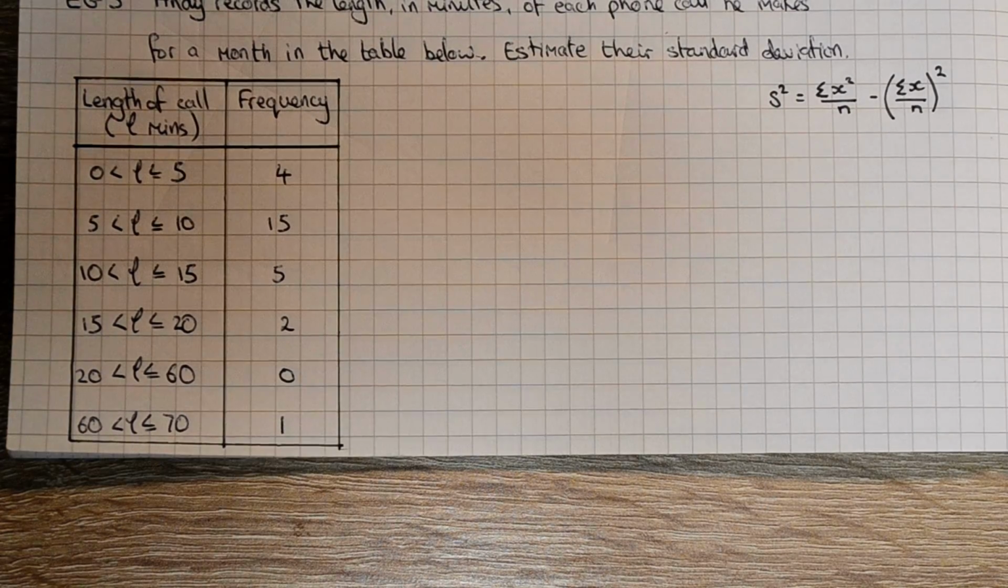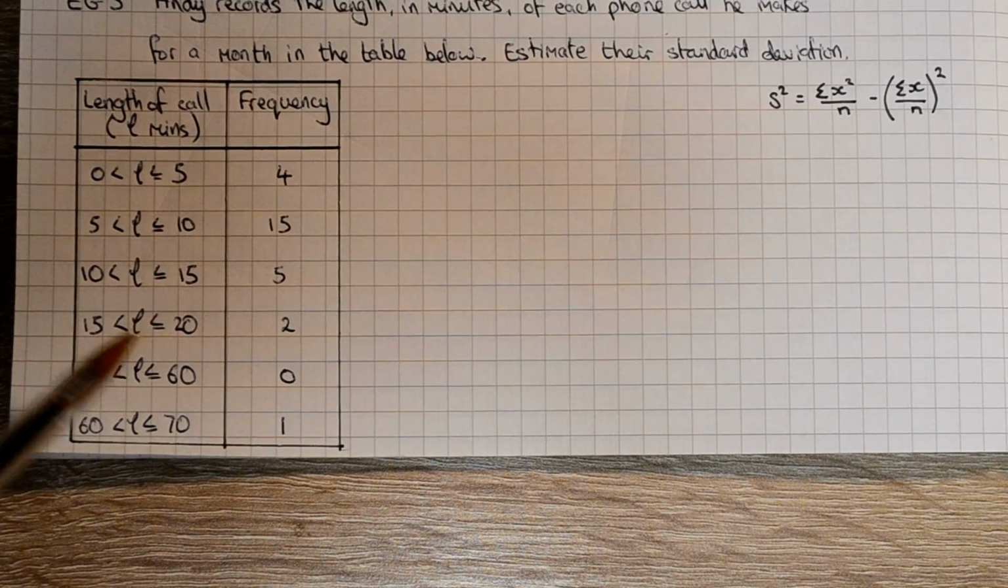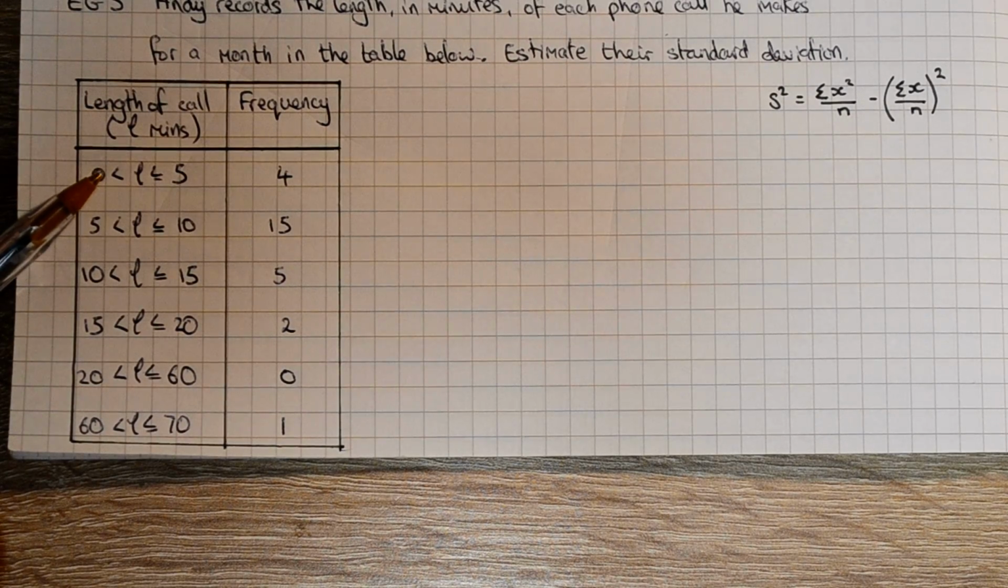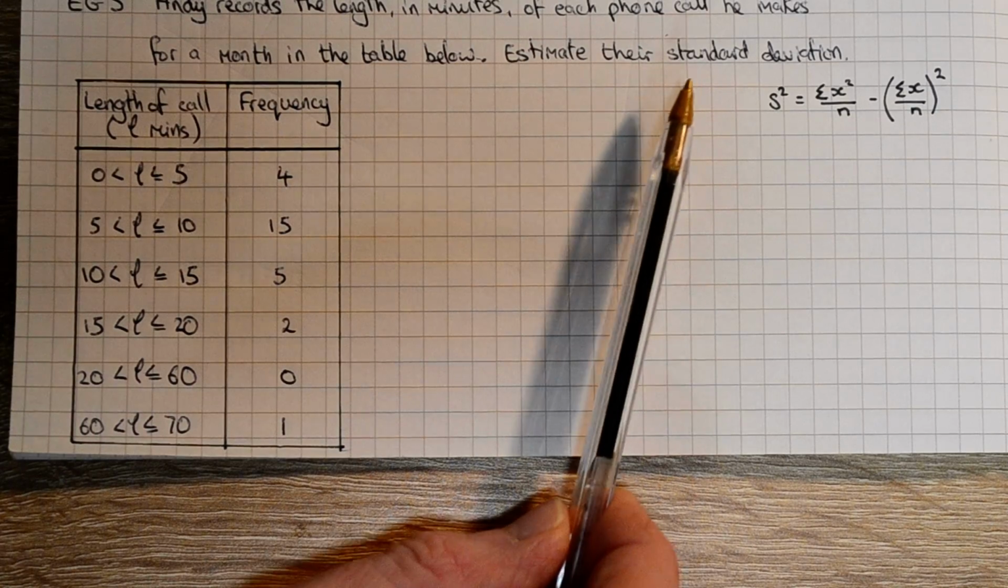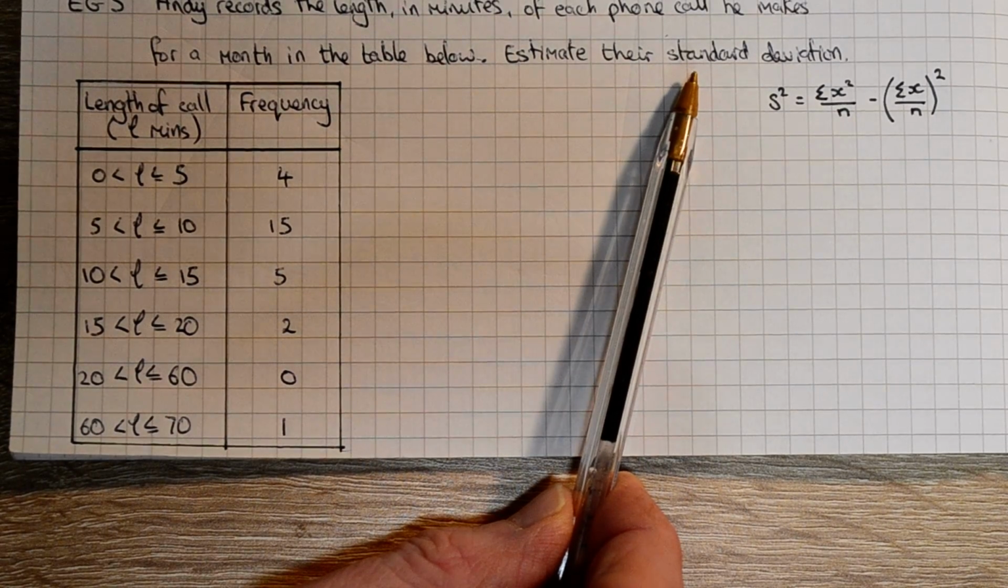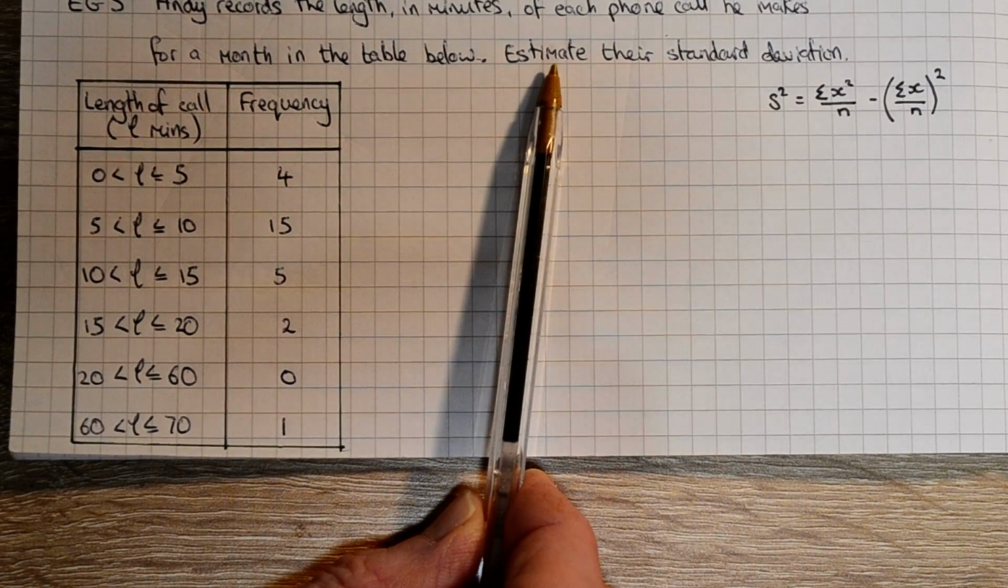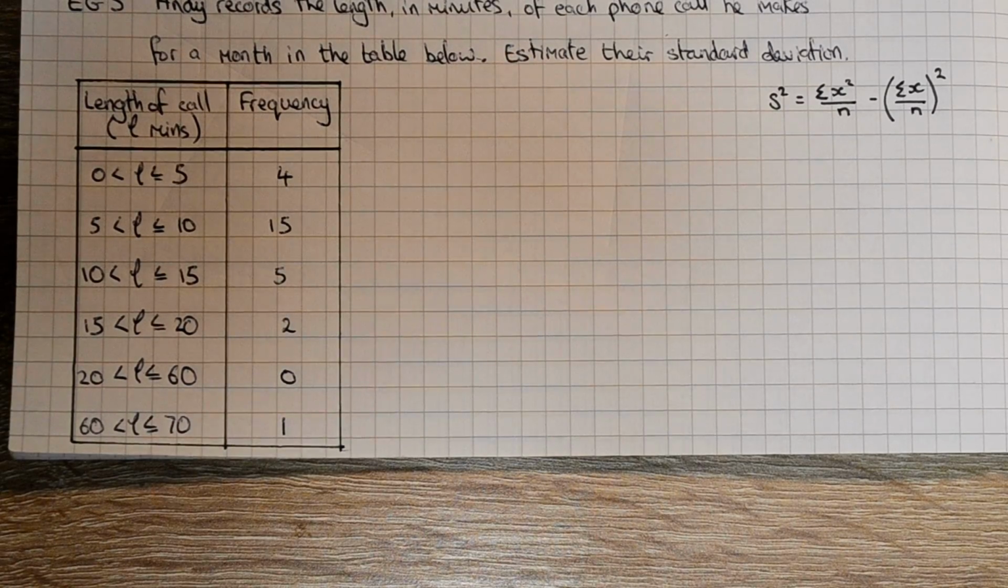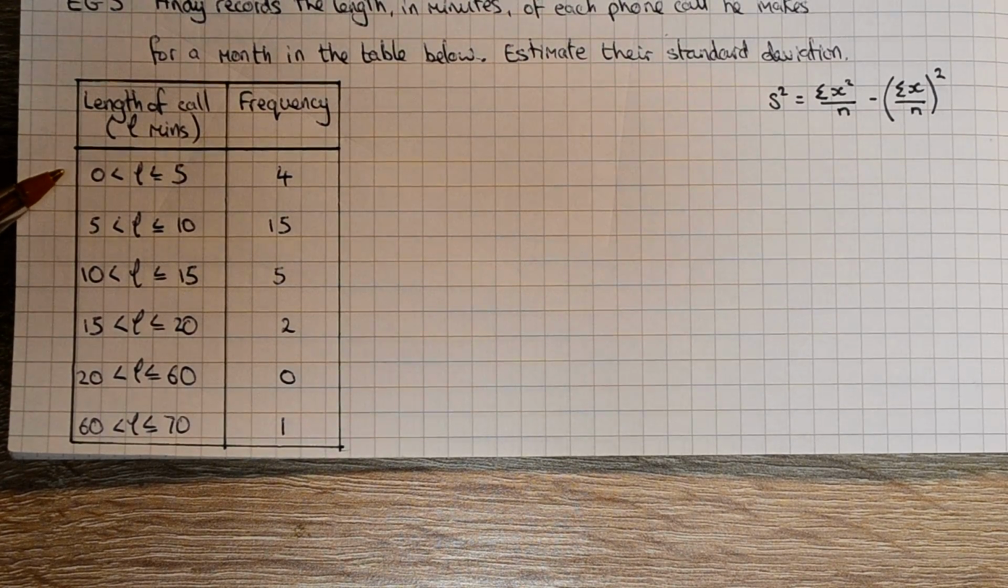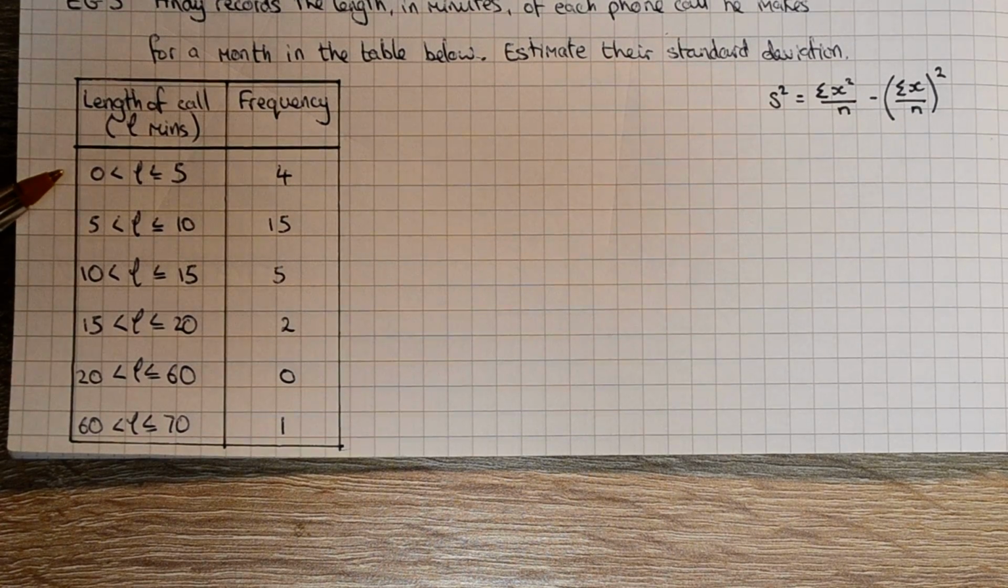For our third example here, we've got some data about how long Andy spends on phone calls each month, and again we're being asked to find their standard deviation. This time we've been asked to estimate it, and we can see that we're dealing with grouped data, so we don't know the exact length of each call, so our estimate of a mean or of standard deviation is going to be an estimate.